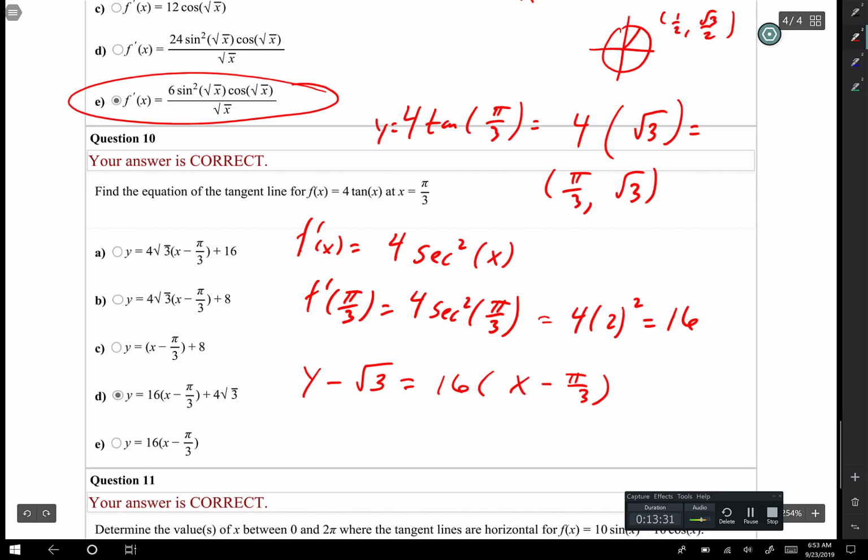And I look for that. It's not, well, okay, sorry guys. I made a mistake, a small mistake. Look at this. It's 4 times square root of 3, so there's a 4 right there. My bad, guys. My apologies. But yeah, everything else is good now. So that means my equation is 16 times (x minus pi over 3), close it, plus 4 square root of 3. And we look for that, and there it is.